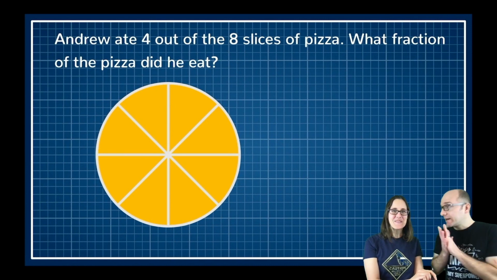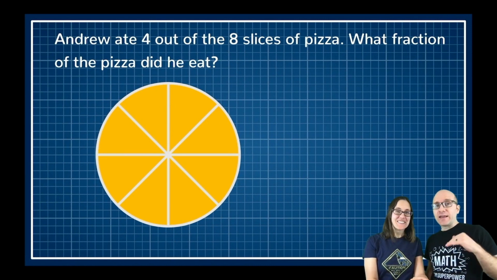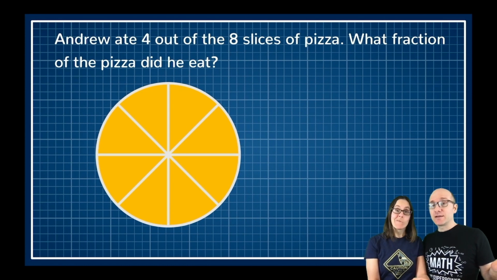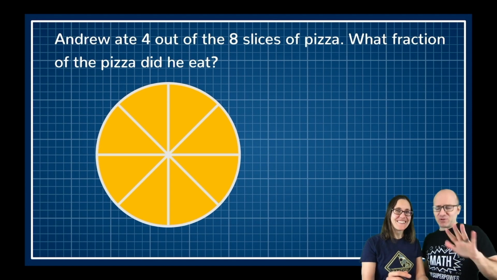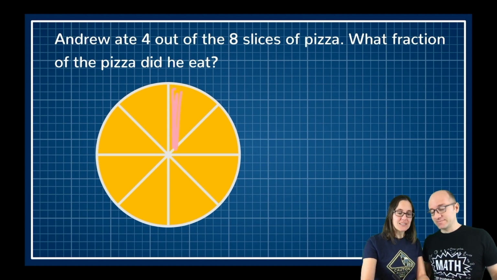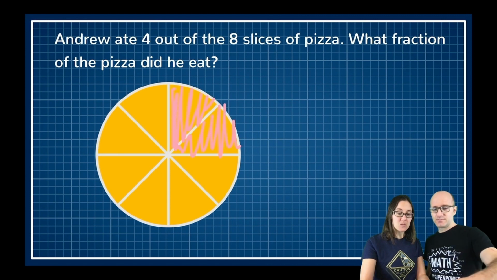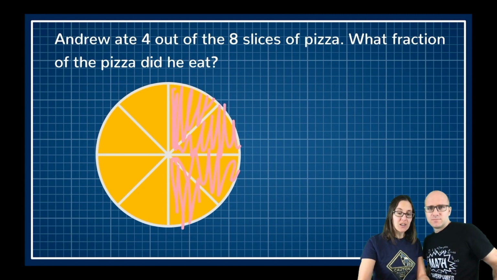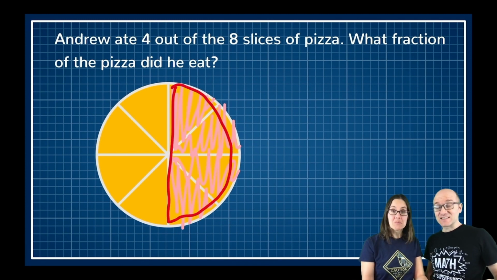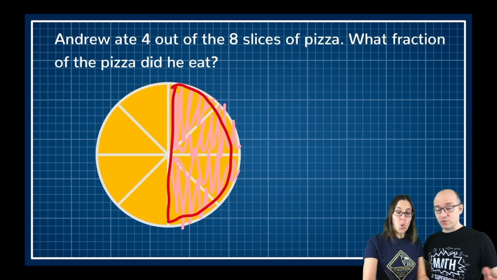All right, so here's a common scenario we have at our house. Andrew ate 4 out of the 8 slices of pizza, leaving not enough for poor Math Dad. The question is, what fraction of the pizza did he eat? Well, we just need to color in 4 pieces. 1, 2, 3, 4. Let me get a darker color so we can see that a little bit better. A half a pizza. 4 out of 8 slices is the same as 1/2 of the pizza.